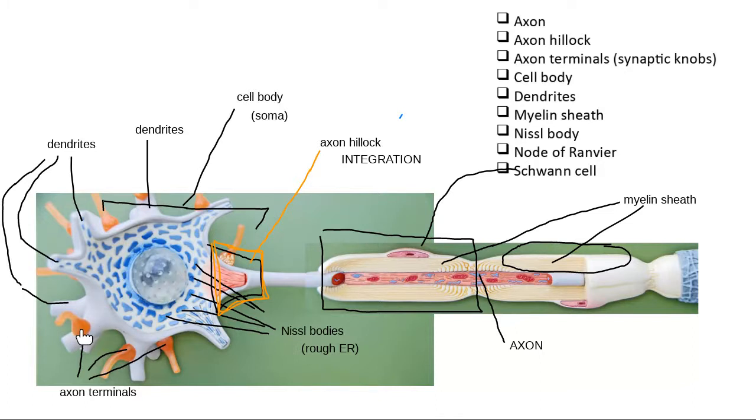Those axon terminals attach to the dendrites of a neuron. That neuron receives a message, processes it in the cell body, and down into the axon hillock, and sends it away in the axon.